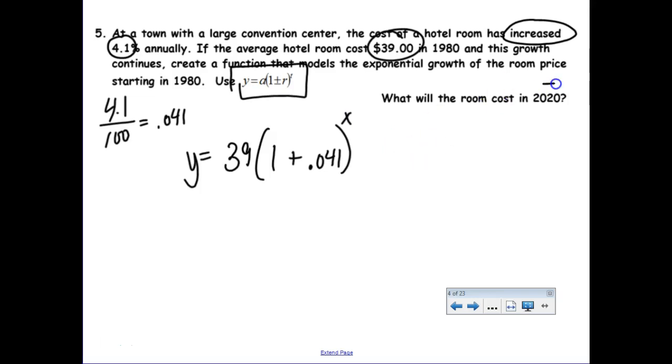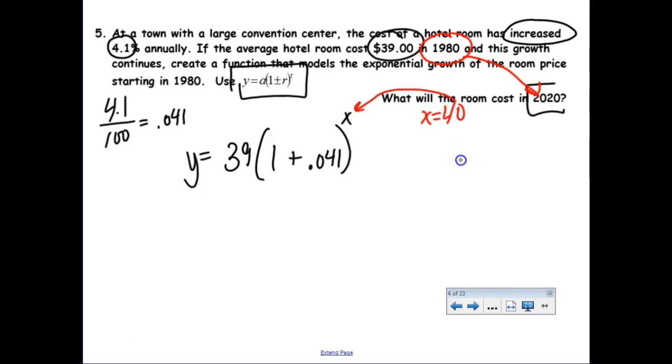But now when it says, what's the cost of the room in 2020? Well, we're going to need to think about how many years have passed. So remember how they're pretending like time started in 1980? So how many years have passed between 1980 and 2020? Well, that's 40 years. Oh my gosh, my pen's not working. It's going crazy. Here we go. So t, or time, or x, or whatever you're calling it, is 40 years. So we're going to just plug in a 40.